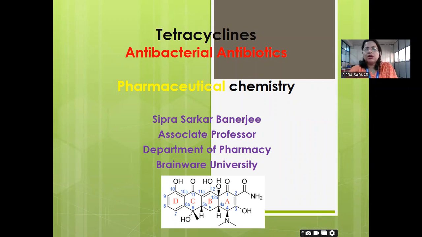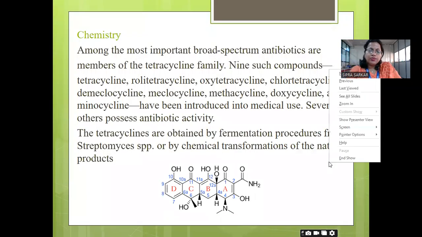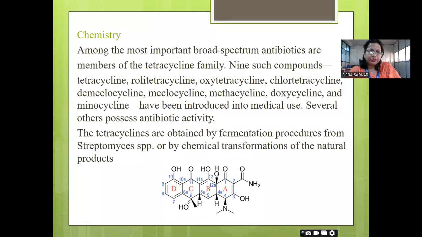So, we have discussed the classification of the drug and the mechanism of action, how the tetracyclines are working. First of all, we should know the chemistry of the drug. Among the most important broad-spectrum antibiotics are members of the tetracycline family. Nine such compounds, like tetracycline, rolitetracycline, oxytetracycline, chlortetracycline, demeclocycline, meclocycline, methacycline, doxycycline, one of the most important, have been introduced into medicinal use.